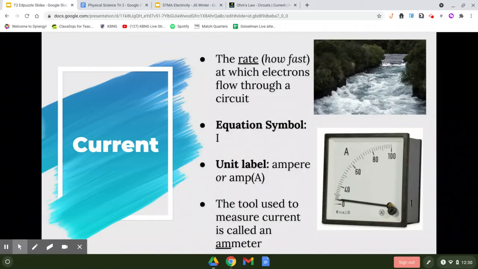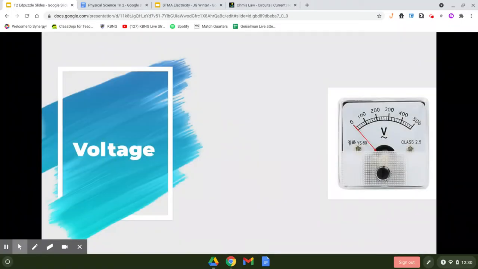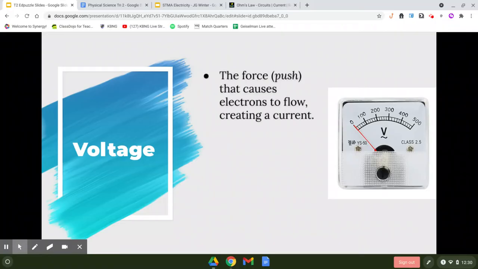So our next definition then is voltage. You've probably heard voltage before. You've seen it on batteries. You've seen it on lots of things. What is voltage? Well, voltage is the force or the push that causes the electrons to flow, creating current. So the higher the voltage, the more those electrons are going to want to move. Not how fast they're going to move, but how much they're going to want to move. When we use it in an equation, we use capital V for voltage.